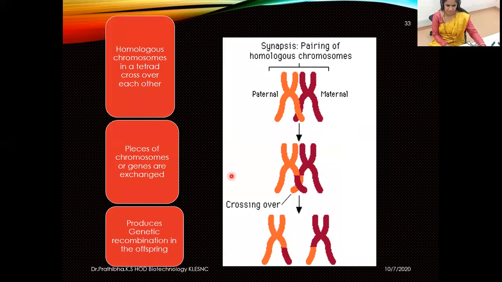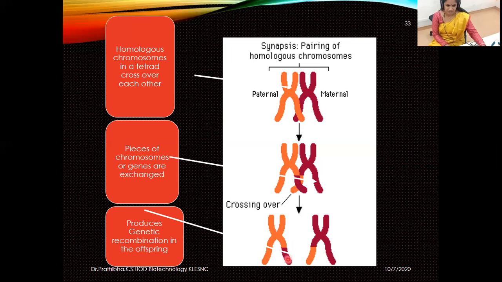Now let us go through in detail the synapsis, the pairing of homologous chromosomes. Here you can see this one is paternal and the other is maternal. Homologous chromosomes in a tetrad cross over each other. In the second step, pieces of chromosomes or genes are exchanged. These pieces are exchanged with each other, and this is the crossing over, or chiasmata. This produces genetic recombination in the offspring, and you'll be able to see the variations.